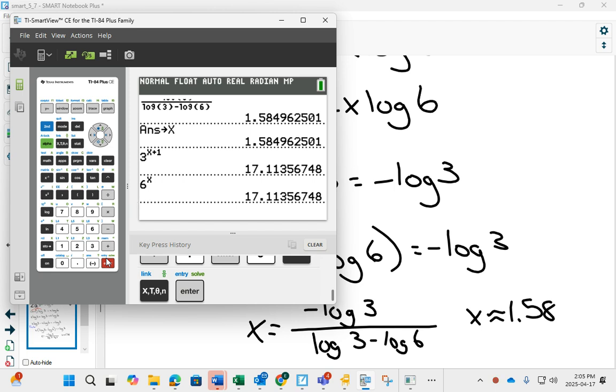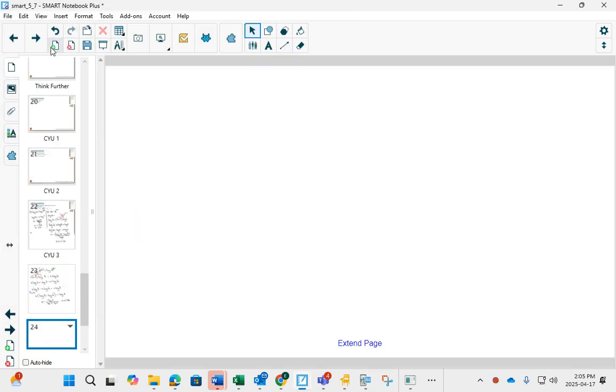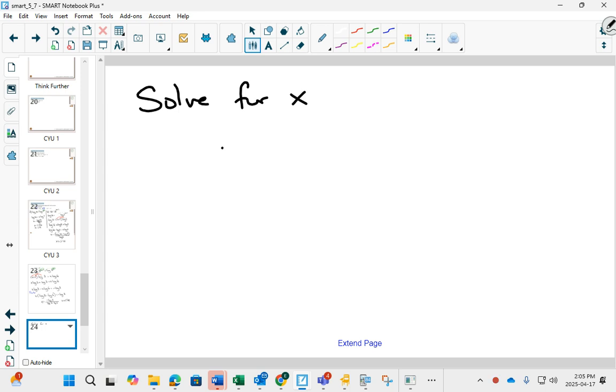Okay, now I said I would do one as hard as I could think possible. Are you ready for it? Solve for x. 3 times 5 to the 2x plus 1 equals 7 times 4 to the 3x minus 5. I don't even know if this is possible. I just made up a bunch of numbers.